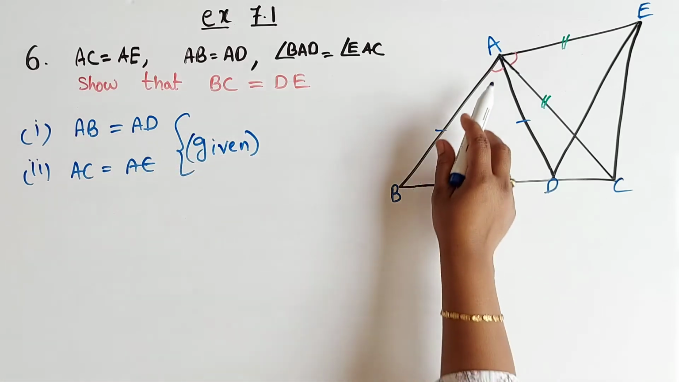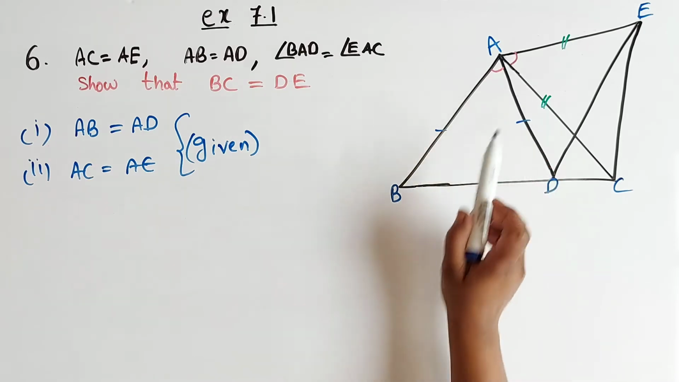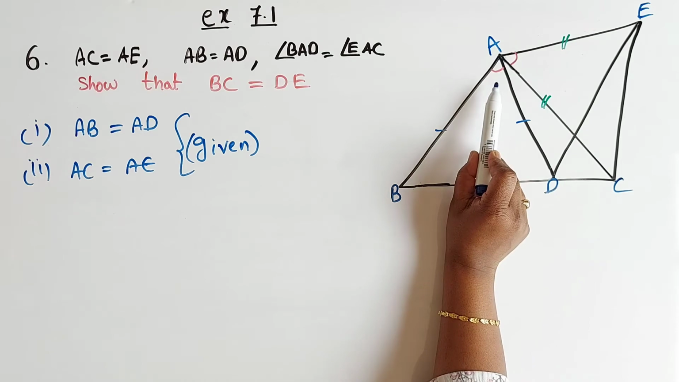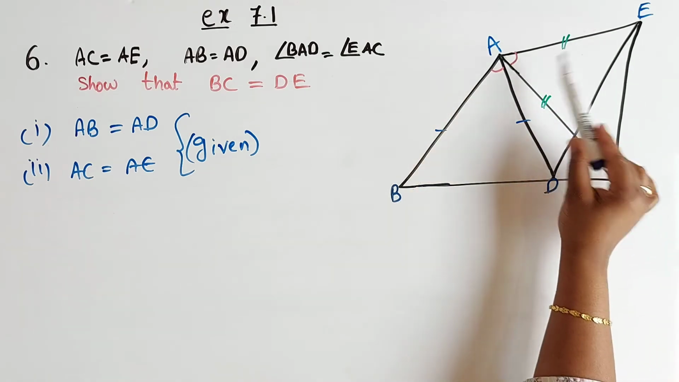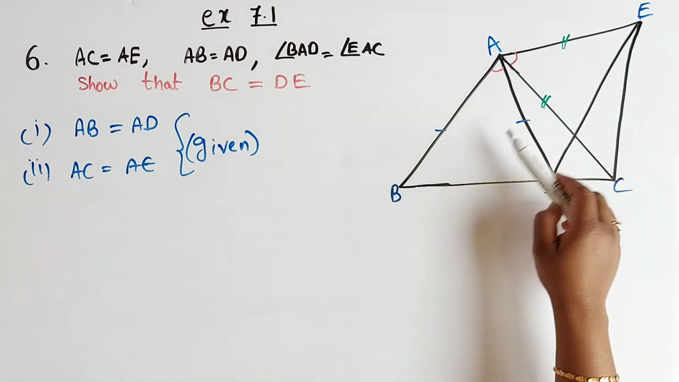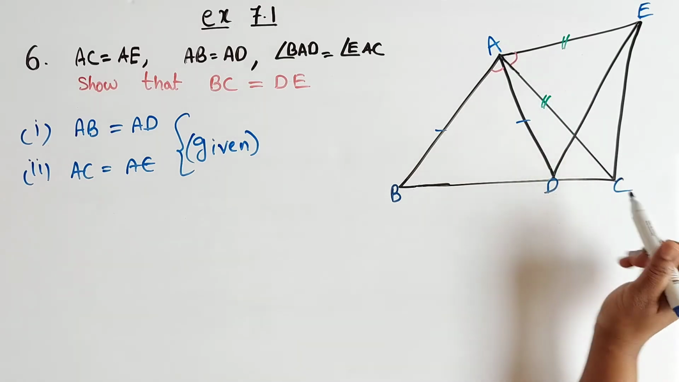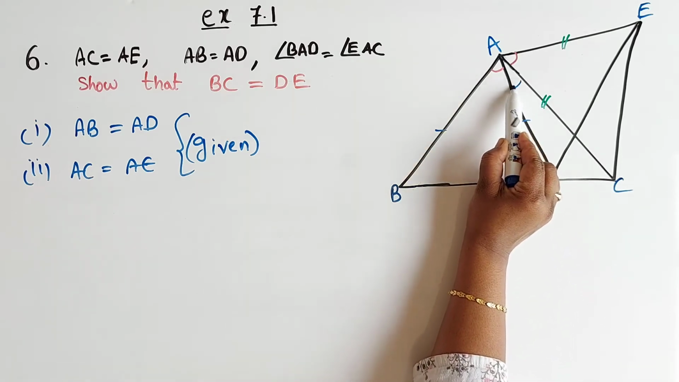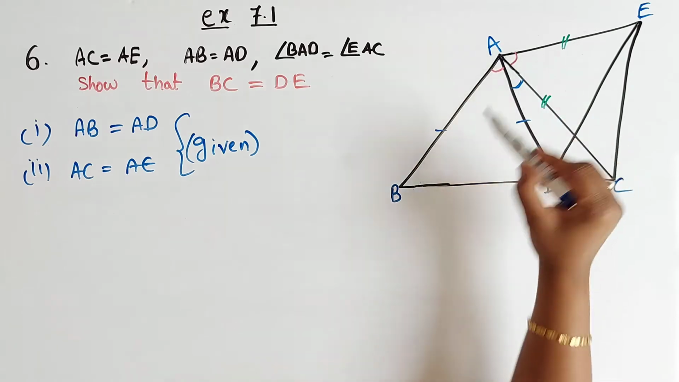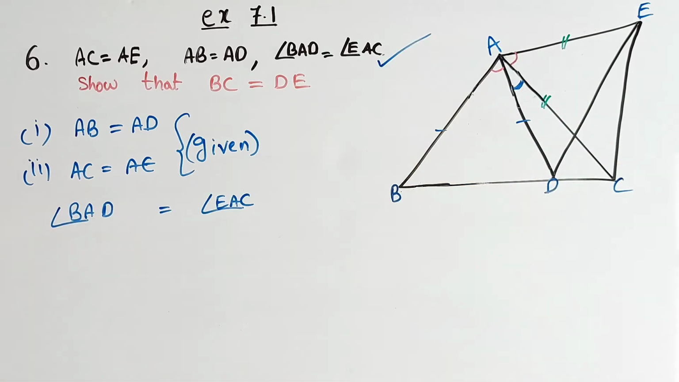Now see the angles: angle BAD is equal to angle EAC, but this angle is not included in these triangles, children. So that's why now we will add angle DAC. This part we will add to both the angles. If you add the same thing on both sides, the value doesn't change, right? So that's what I am doing here.